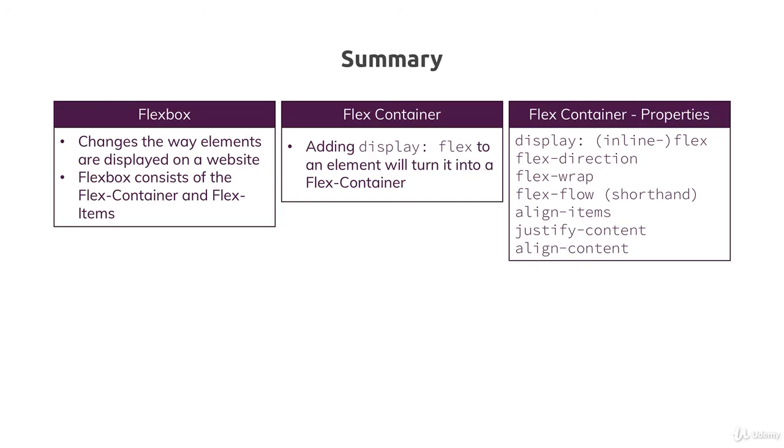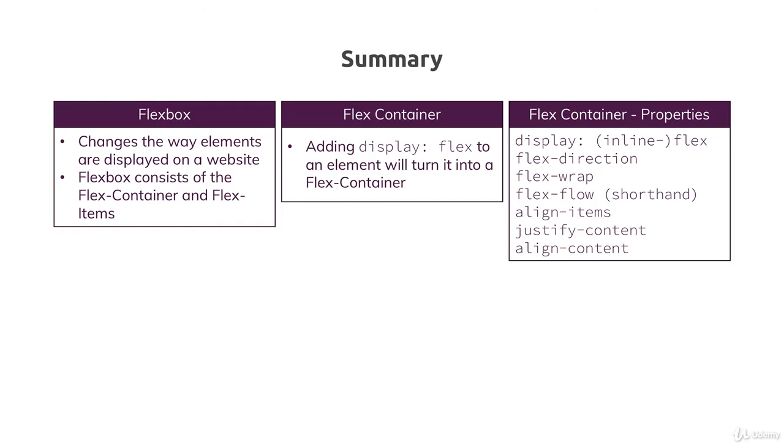We then had different properties which allowed us to change the behavior of all the flex items inside our flex container. With align items, we could align our items in relation to the cross axis. Justify content allowed us to do the same thing along the main axis. With align content, we were allowed to define the behavior along the cross axis again, that's important, in case our elements are wrapped over 2 or more lines.